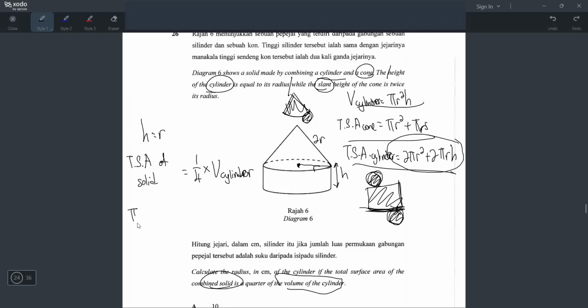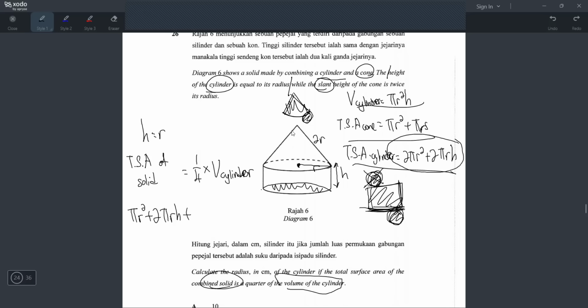We will only take pi r square plus 2 pi r h. The reason is that this surface is not outside. If you look at the cylinder, I don't have to calculate one of these circles, because when we find total surface area, we are only finding the outside surface. So can you tell me in this diagram which surface is outside? It's the one at the bottom and this rectangle only. That's why it's only pi r square plus 2 pi r h. This surface we don't have to calculate because it's not outside. And then plus the surface area of the cone.